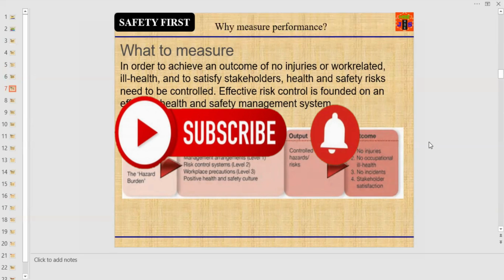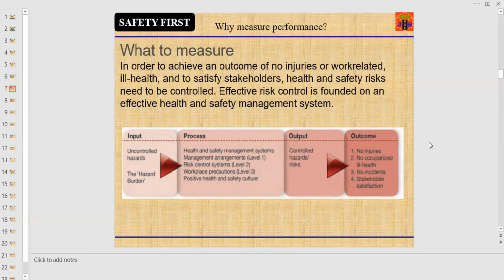There are four elements: input, process, output, and outcome. We'll see one by one. Input: uncontrolled hazards, the hazard burden. In the process section: health and safety management systems, management arrangements, level 1; risk and control system, level 2; workplace precautions, level 3; and a positive health and safety culture. In the output section, there are controlled hazards and controlled risks. Lastly, the outcome section: no injuries, no occupational ill health, no incidents, and stakeholders' satisfaction.